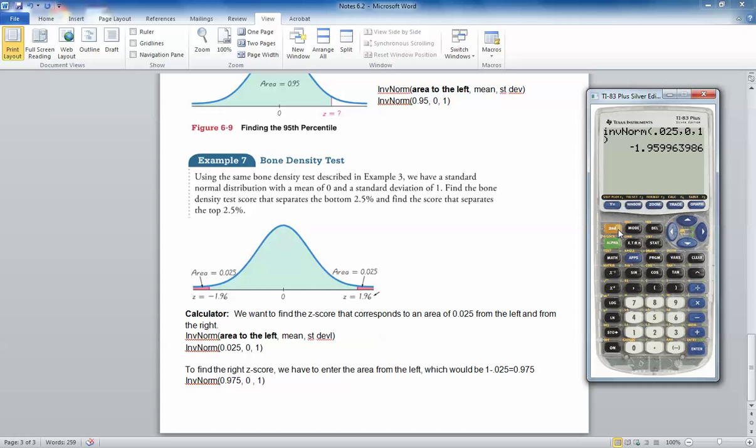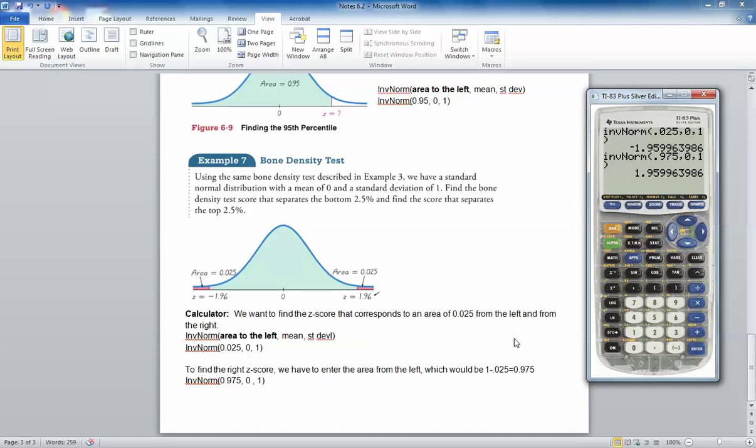Again, it will only read area from the left, so we don't want to put in 0.025 because that's the area to the right. So from the left all the way over to here, we have to take 1 minus 0.025, which would be 0.975. So this time we would type in 0.975. That's the area to the left, mean of 0, standard deviation of 1. And there's our z-score of 1.96.